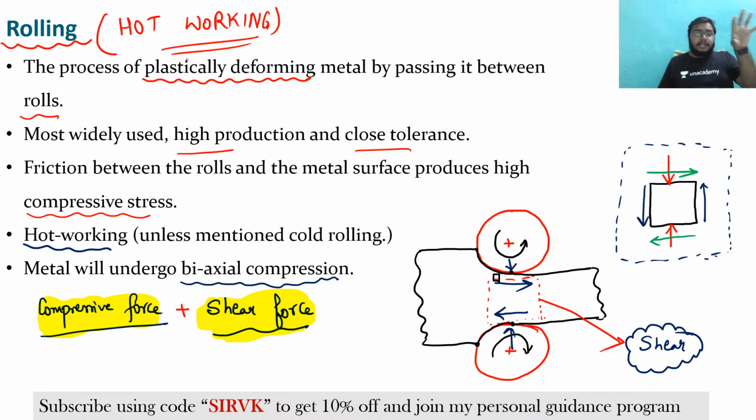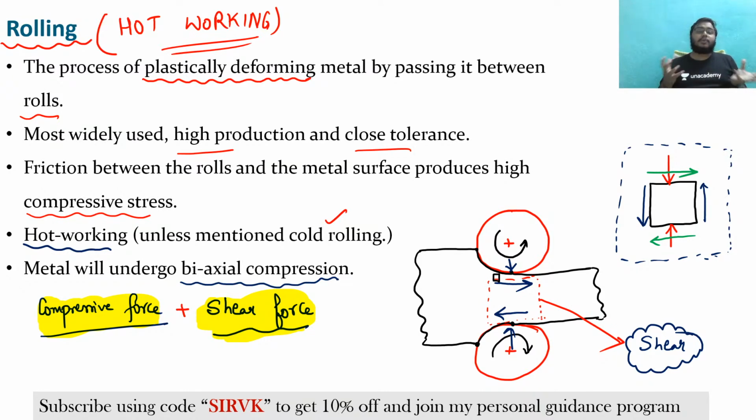If the question says it is a cold working process, then only assume that it is a cold working process. Generally there are two working processes, based on the recrystallization temperature. If we are working beyond the recrystallization temperature, that process is known as hot working, and when we are working below the recrystallization temperature, that is known as cold working.